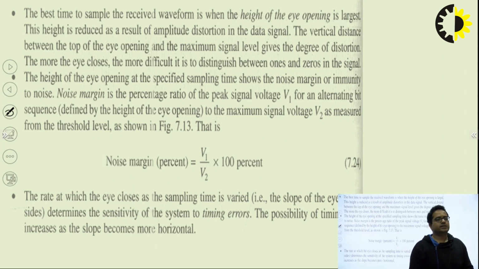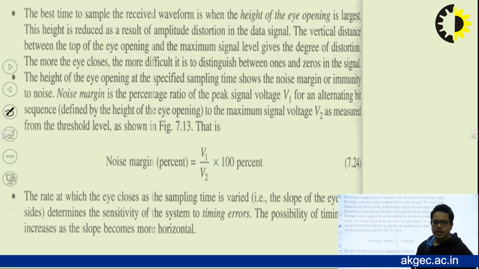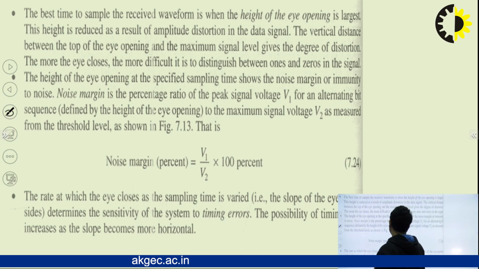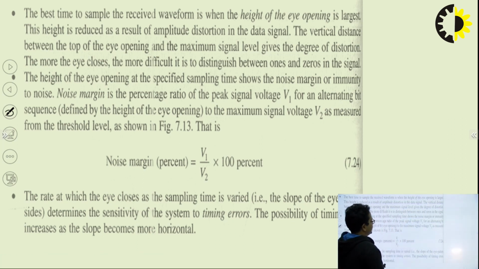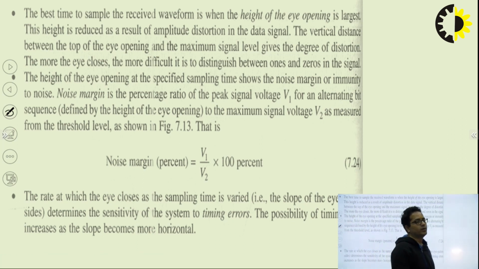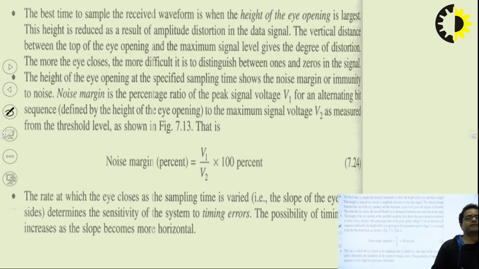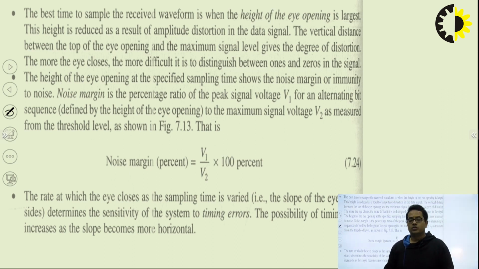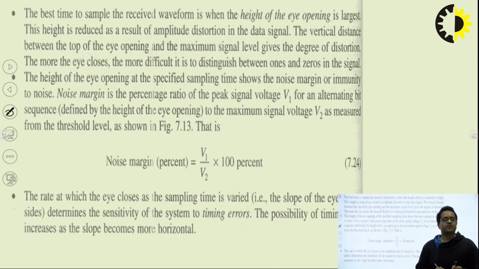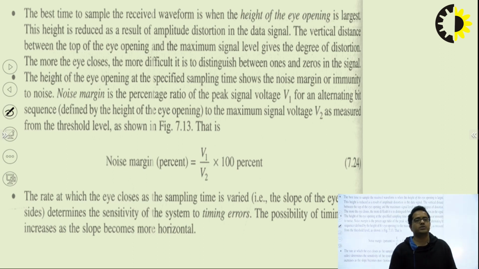Now, this ratio is your noise margin, that is V1 upon V2 gives the noise margin. And the rate at which the eye closes as the sampling time is varied, that is the slope of the eye pattern. The slope of the eye pattern decides the rate at which the eye closes as the sampling time interval is varied, and is given by this slope. So which further determines the sensitivity of the system to the error that arises due to the timing.